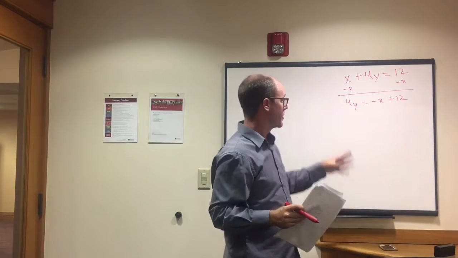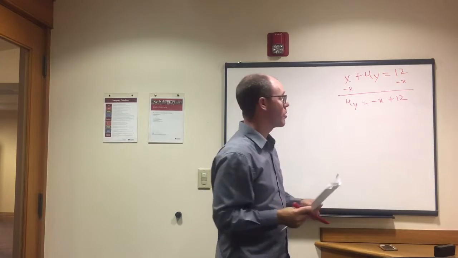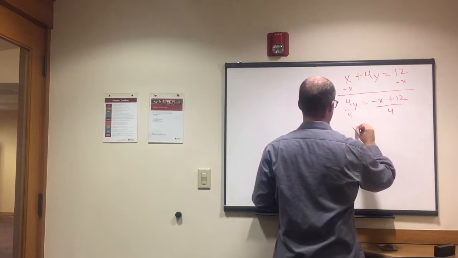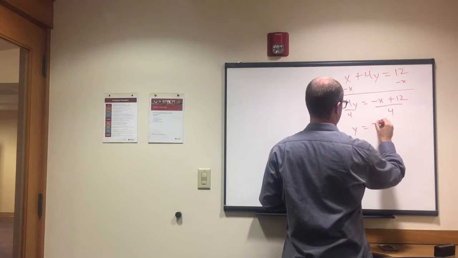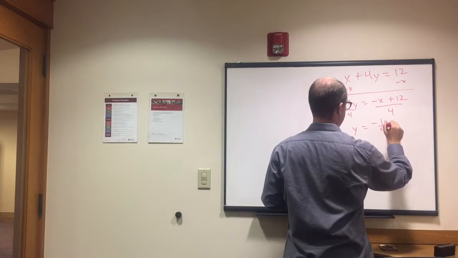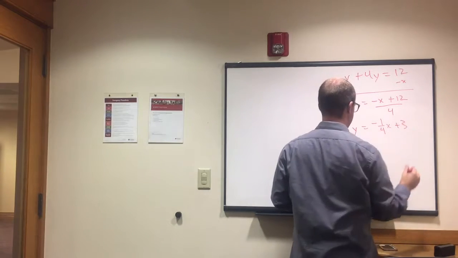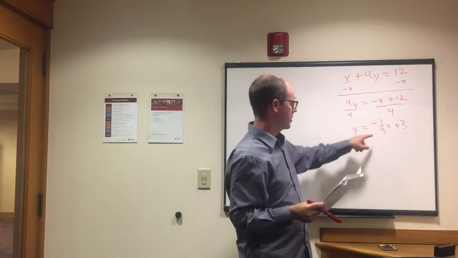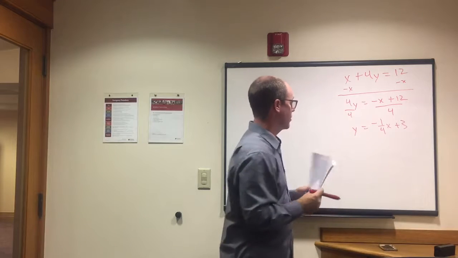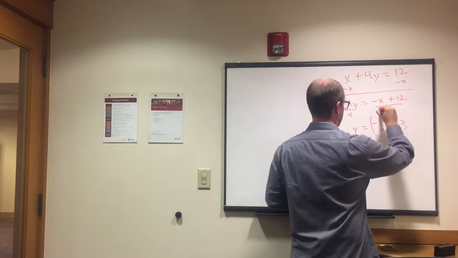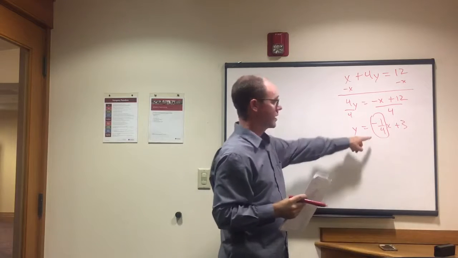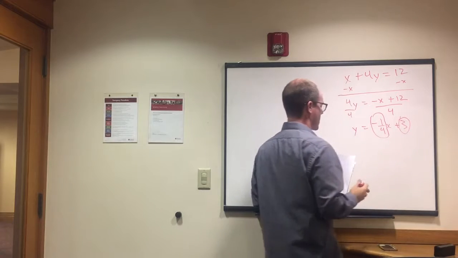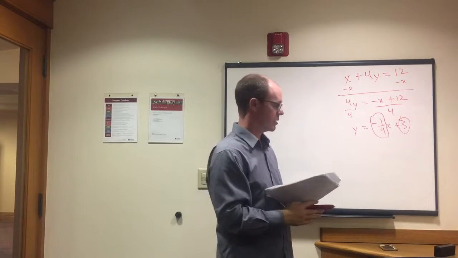12 is the b. But we haven't solved it yet because we still have this 4, right? We need to divide by 4, y equals negative 1/4 x plus 3. Okay, there, now we have it written correctly, right? So if they ask for the slope, negative 1/4, okay? That's our slope. If they ask for the y-intercept, 3. That's the y-intercept, okay? That's how you do that.